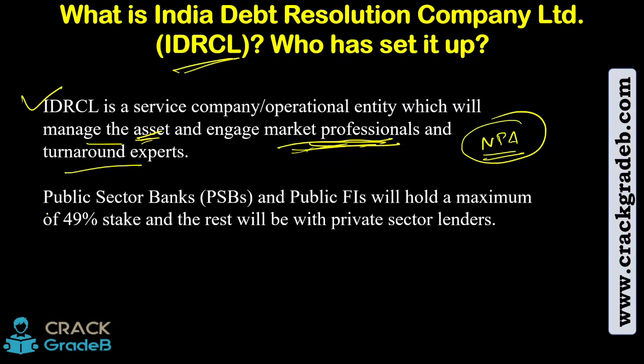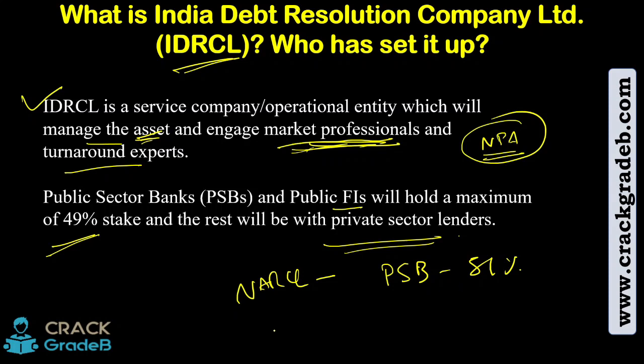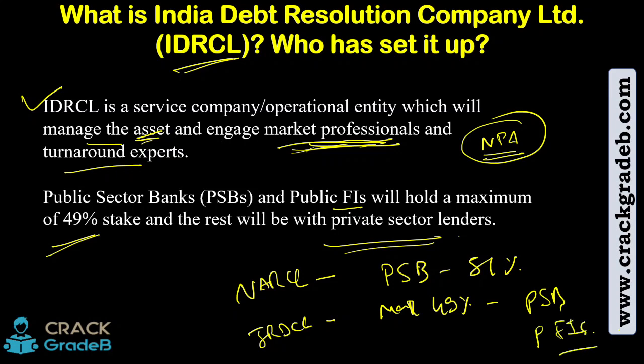PSBs and public financial institutions will hold a maximum of 49% stake, and the rest will be with private sector lenders. So you see, the boss of NARCL will be public sector banks with 51% stake, but in IDRCL the maximum stake is 49% for PSBs and public financial institutions like LIC.